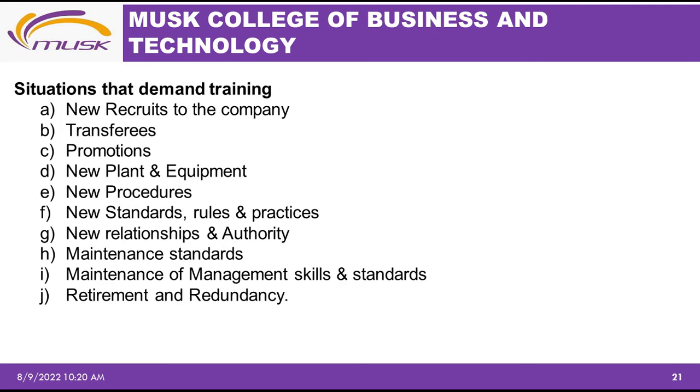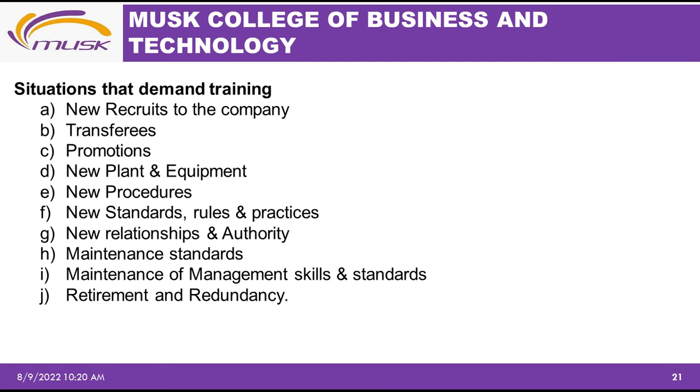And finally, we look at situations that will tell you, as a person practicing human resource management, that you need training in the workplace. The first one is new recruits to the company. When we have new employees, that tells you it is an avenue for you to conduct training. Then transferees, maybe you have transferred people, promotions, new plant and equipment, new procedures, new standards, rules and practices, and new relationships and authority that have been created maybe through the organizational structure.